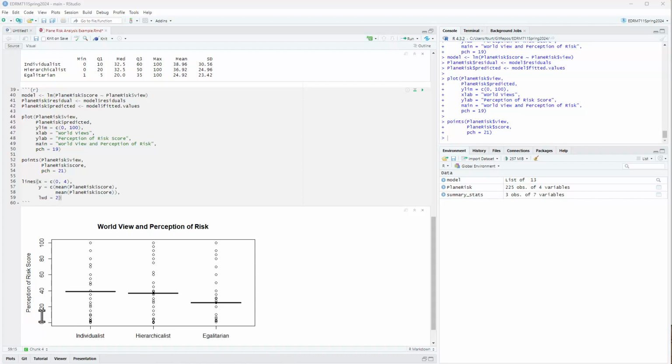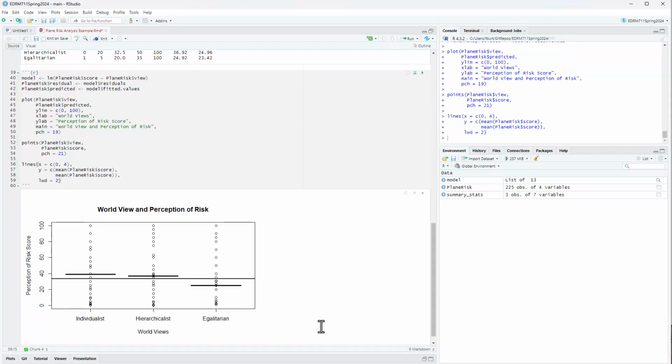So we're going to start at 0 over here on X, but we're going to start at the mean of the plane risk score on the Y. We're going to end at 4, which is going to be over here for the X, horizontal, and then vertically, we're going to still stay at the mean. That will draw us one nice straight line. Here we go. There it is. So what you're looking at there is the mean score without paying any attention to the groups.